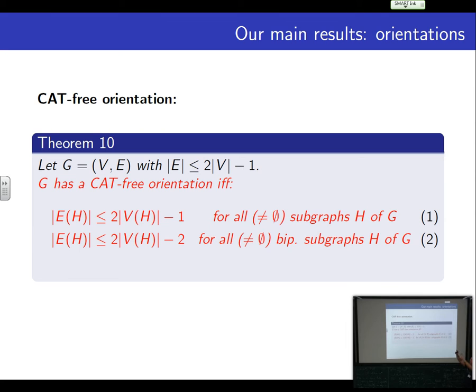But now I don't have the bipartite graph in the beginning. In fact, for every pair of vertices, I don't know whether I will take this edge or that edge. I have to decide that. So this is a thing. So it's not an easy problem at all. But it turns out that we can characterize this nicely.